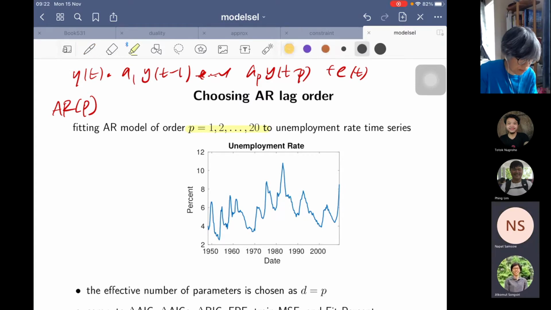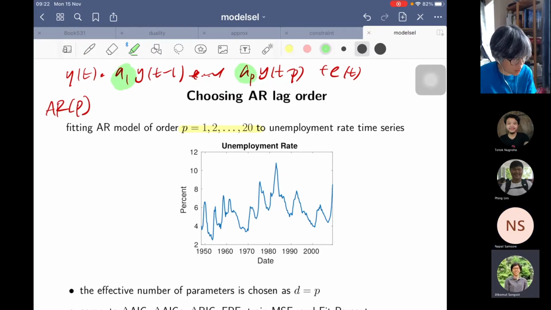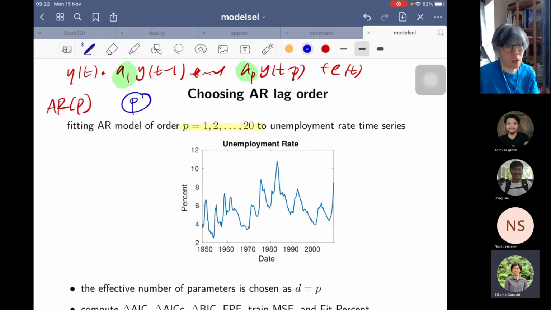A1, A2, and till AP. Okay, Ping, what does it mean when we say model selection? What do we select in this example? In here, we select the number of P. Right. The model selection in this context is to choose an appropriate order of the AR model.